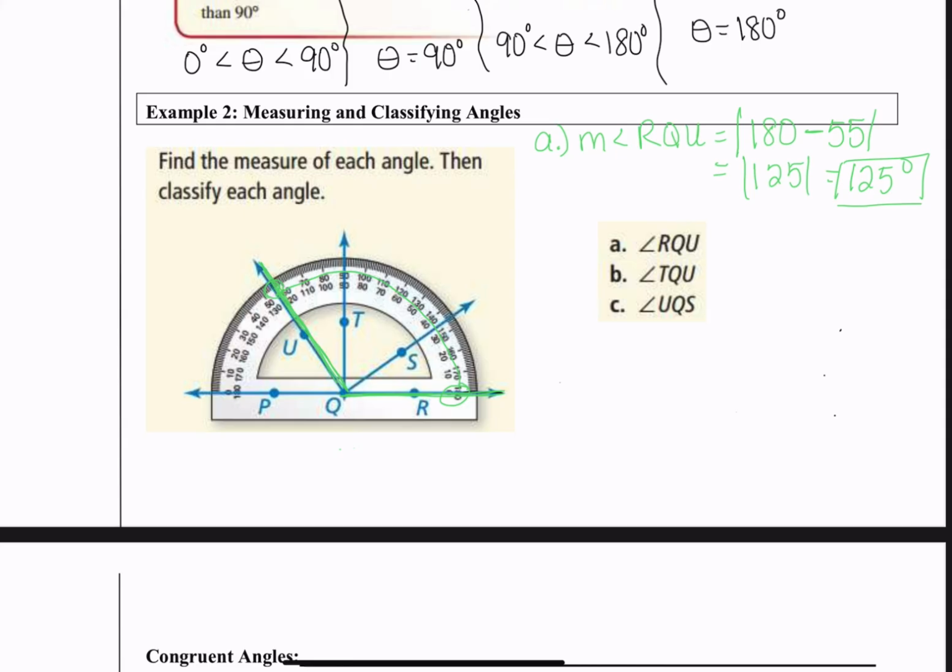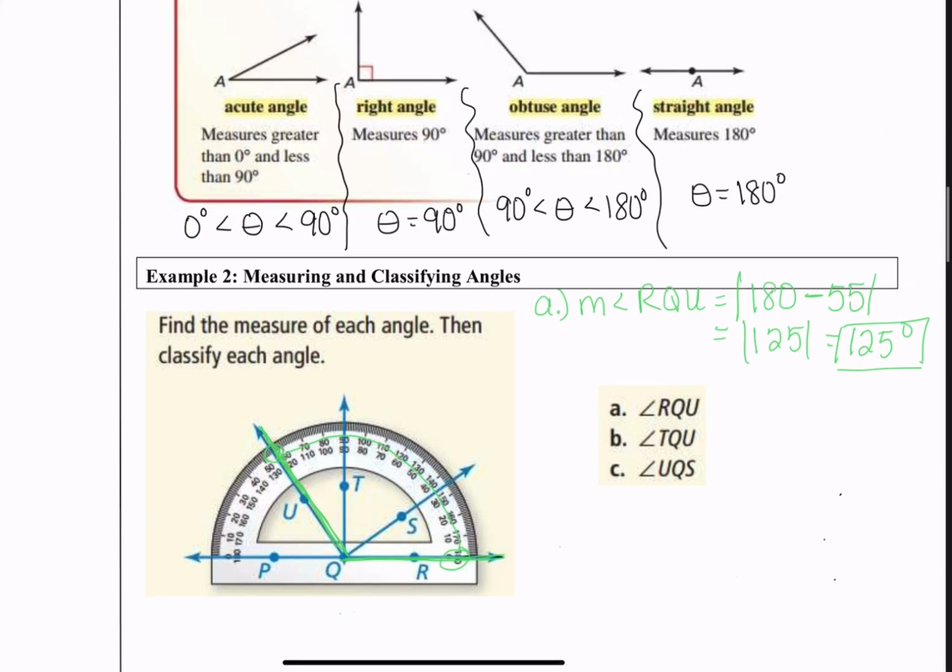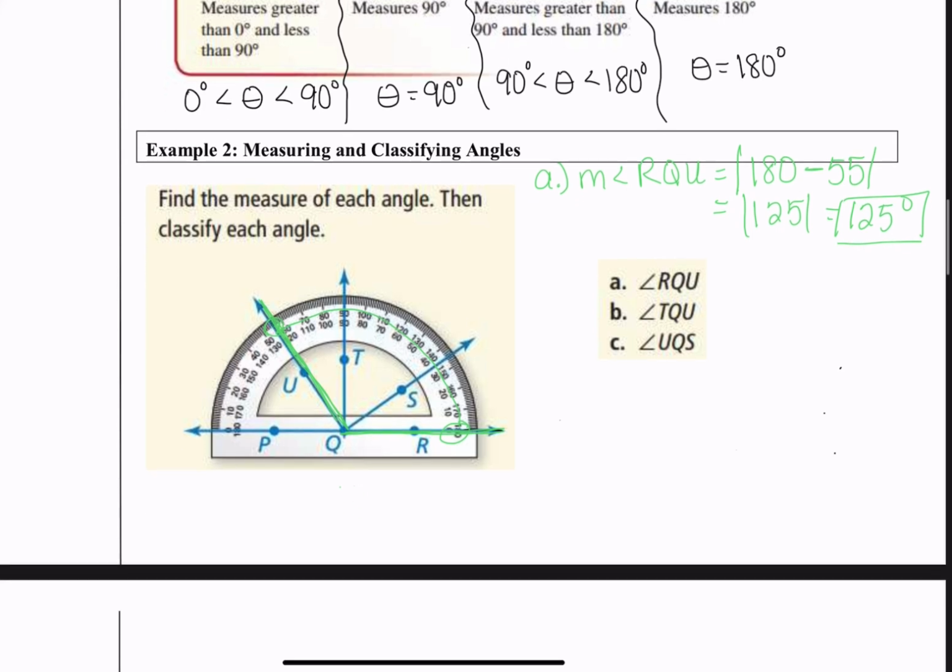I didn't actually need the absolute value symbols, but that's part of the protractor postulate and making sure that we end up with a positive measure. All right, in addition to that, I need to classify it by its measure. So that's a 125 degree angle. It's larger than 90 degrees, so it's not a right angle. It is an obtuse angle. So I'm also going to call it obtuse.